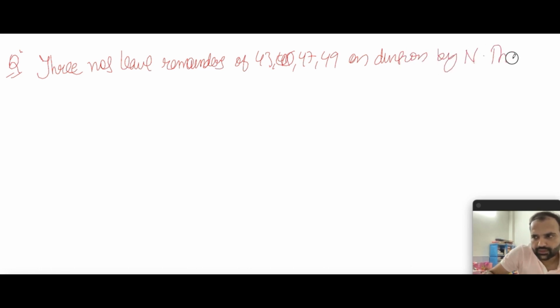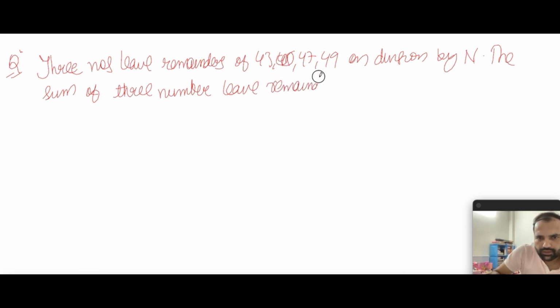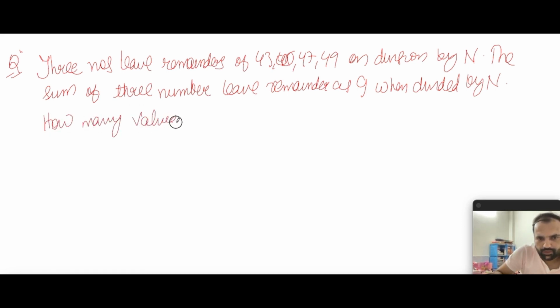division by n. The sum of 3 numbers leave remainder as 9 when divided by n. So how many values can n take? That's the question. I'll just read it back for you once again.